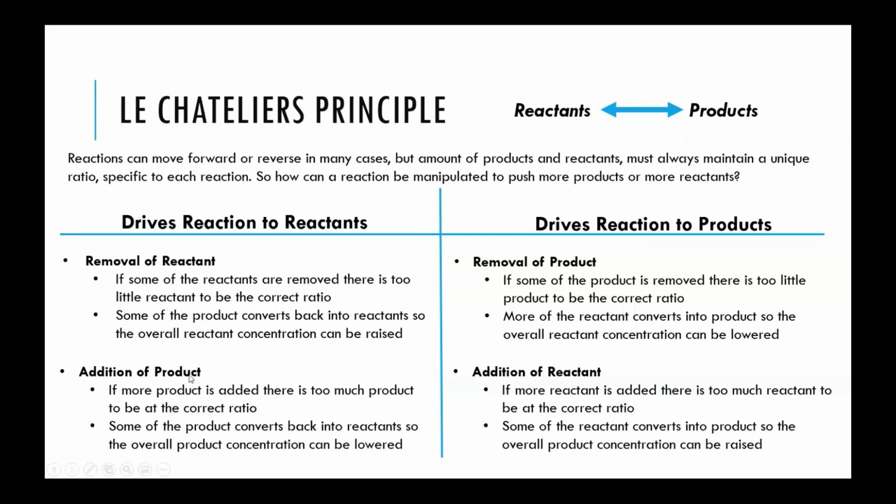You could also add more products. So if you already have some of the products sitting around, you can add more of it to the beaker, and that will, again, upset the ratio between the two, and the reaction needs to correct itself.